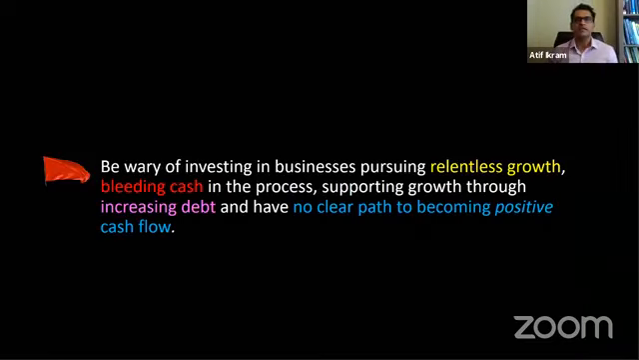So red flag basically ye hai. It's just based on this. Be very wary of investing in businesses pursuing relentless growth. They're bleeding cash in the process, increasing debt at the same time because they're bleeding cash and they have to fund it from somewhere. And there is no clear path to becoming positive cash flow, right? Companies will come out with a lot of stories. And, you know, in some cases, they're warranted.